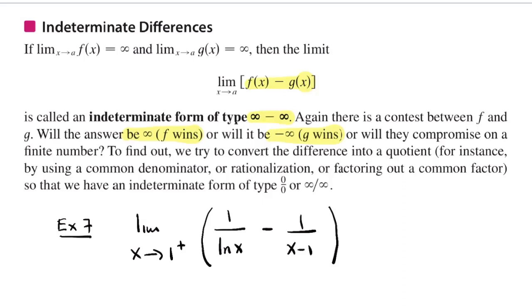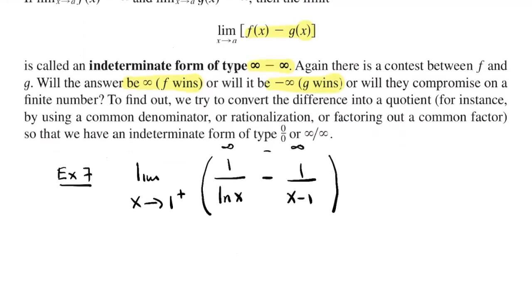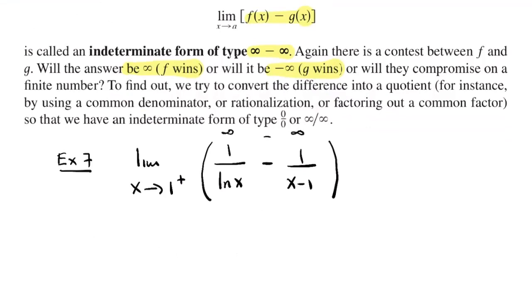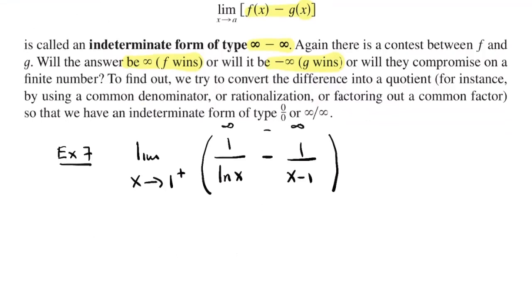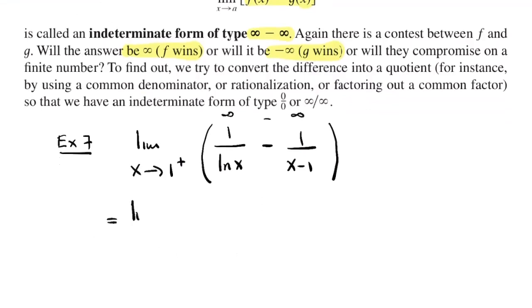Here's an example: 1 over log x minus 1 over x minus 1, as x goes to 1 from the right. The logarithm approaches 0, so 1 over it is approaching infinity. And I'm subtracting something that's also approaching infinity. So that's an infinity minus infinity form. The technique to handle such things is, well, basically get a common denominator and turn it into a fraction. Every one of these things, the technique is to put it back into one of the two original forms. So here, let's just do it. I'm going to get a common denominator. So I'll write this difference as x minus 1 minus log x over the product.